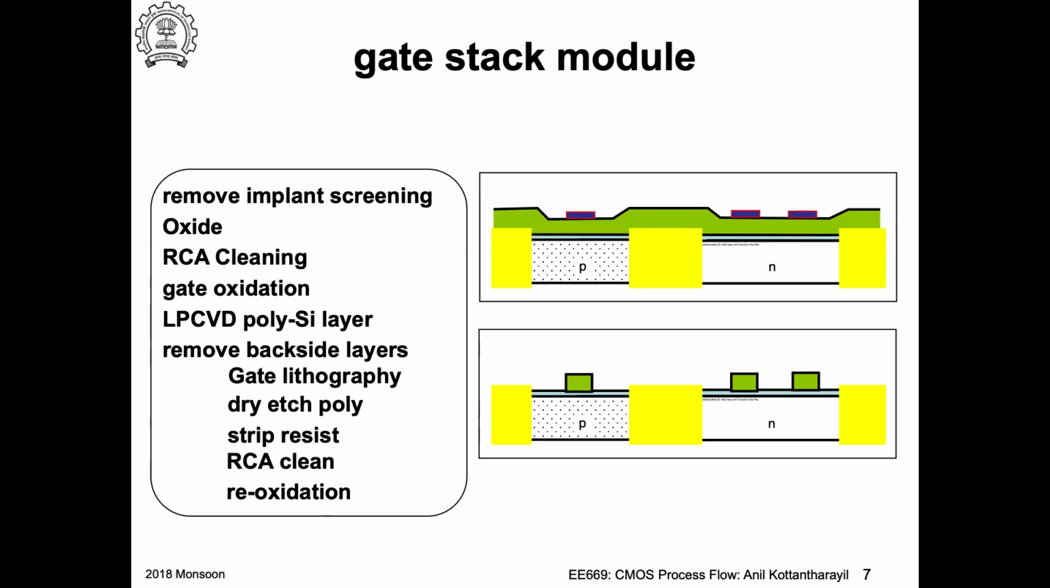So gate oxidation is done. That's the thermal oxide, and then you deposit a polysilicon layer, which is intrinsic, undoped, using a low pressure CVD process. Typically, the low pressure CVD is done in a thermal reactor, and you have the films depositing on the back side also. That is what you mean by removing the backside layer. So you need to remove the backside layer.